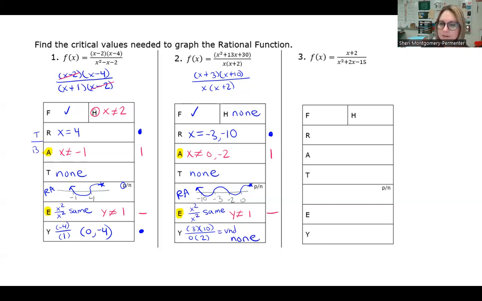Example 3, is it factored? No. Looks like the top is factored, but I need to factor the bottom. Yep, 5 and 3 can multiply to give me 15. The middle number is positive, so the bigger number needs to be positive 5, and then you'd have to take away 3. So now I am factored. Are there any factors that can be removed? No. So there are no holes.